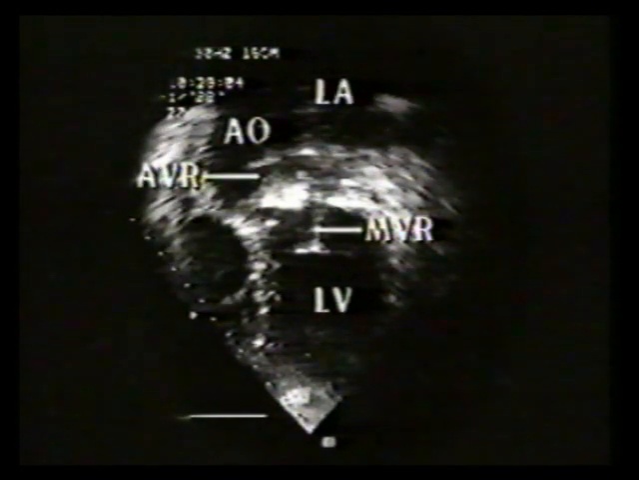This is the same patient. The transducer has been rotated to develop this apical long axis view. This is the mitral prosthesis, and this is the aortic ball cage prosthesis in diastole. This is the leading edge of the ball.